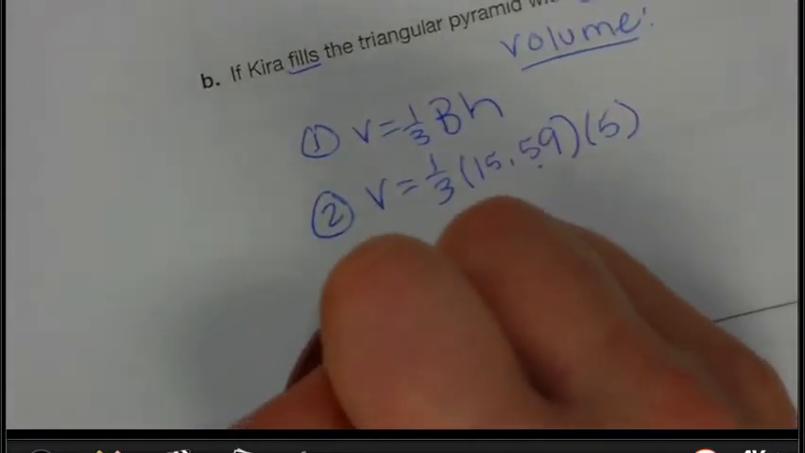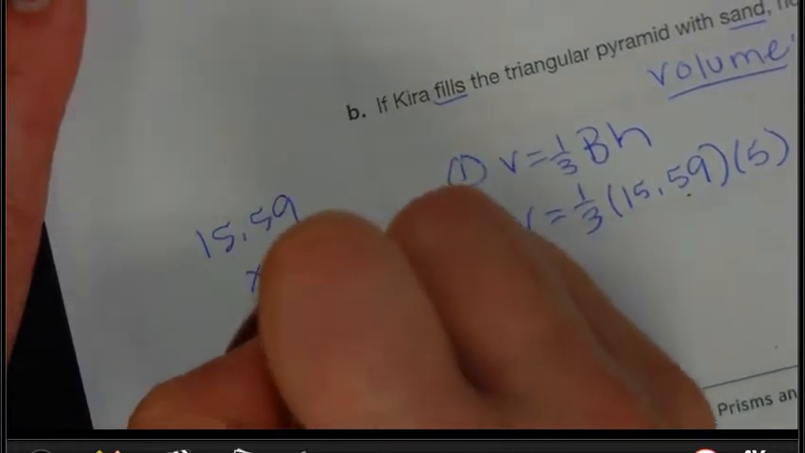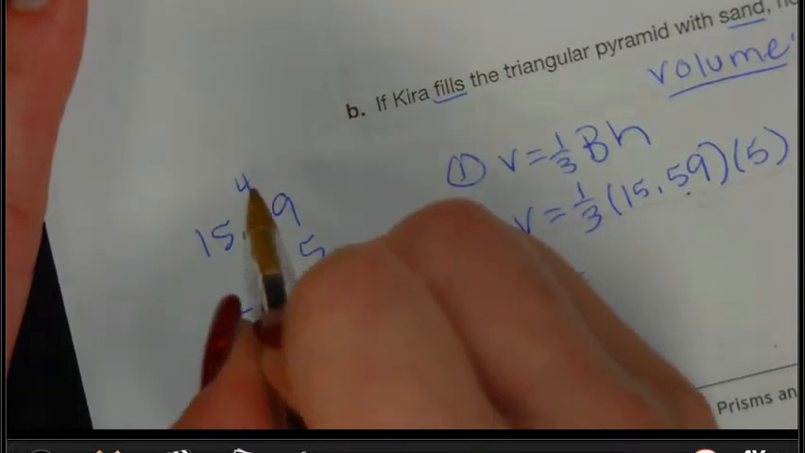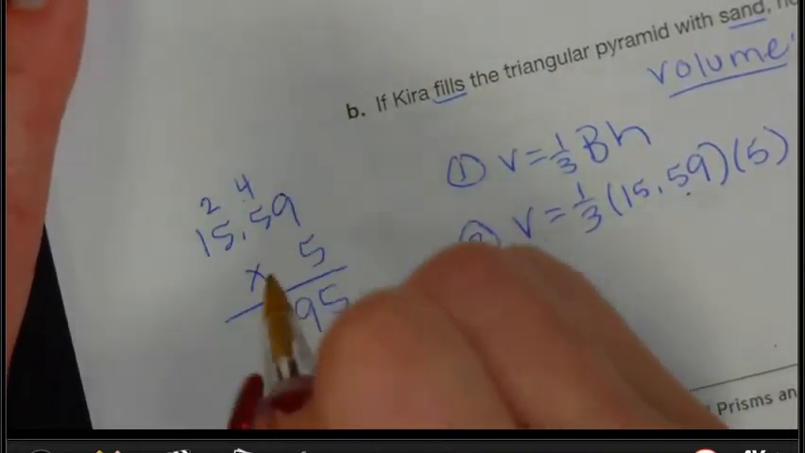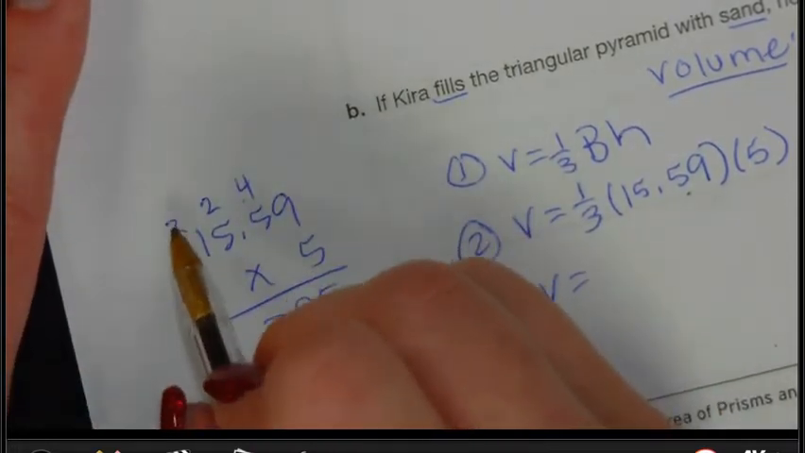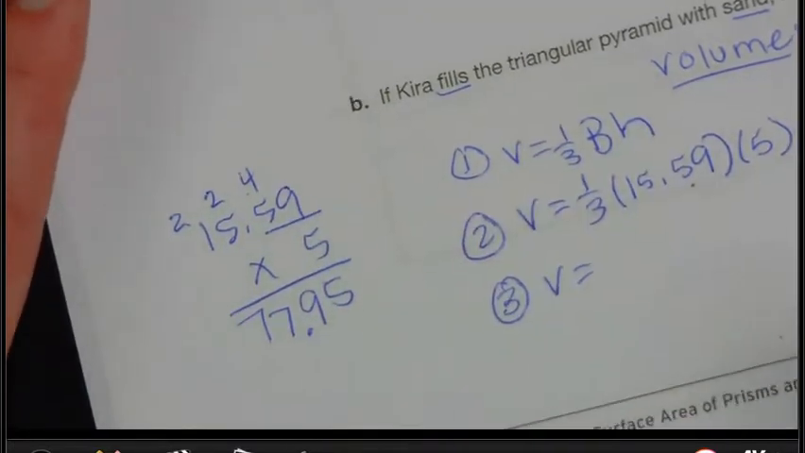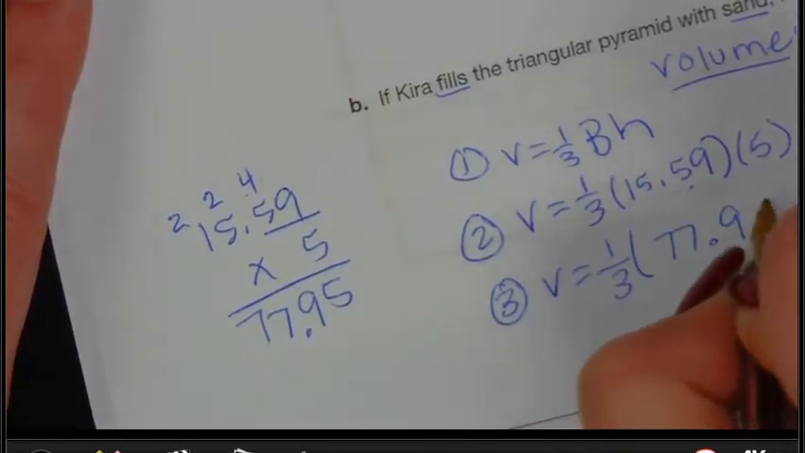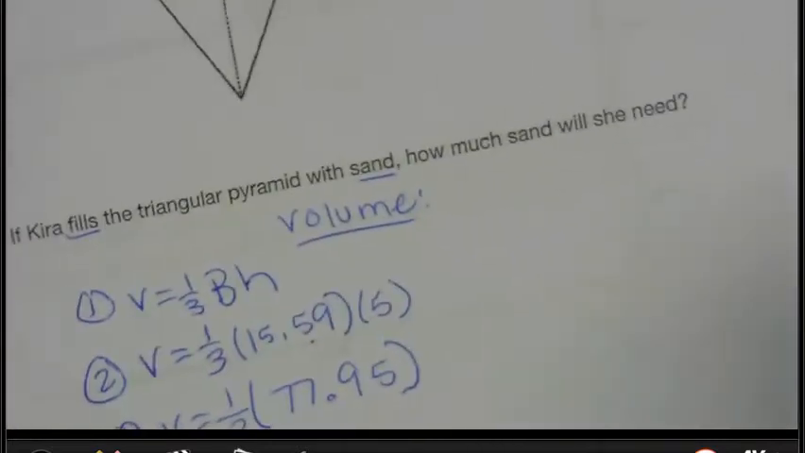Okay, and then the third step is to solve. So I have 15.59 times 5. 9 times 5 is 45. 5 times 5 is 25, 26, 27, 28, 29. 5 times 5 is 25, plus 2 more is 27. And then 5 times 1 is 5, plus 2 more, 5, 6, 7 should be 7. And I have 2 decimal places, so I should have 77.95. So 1/3 times 77.95. Okay, and then the last step is to divide by 3.